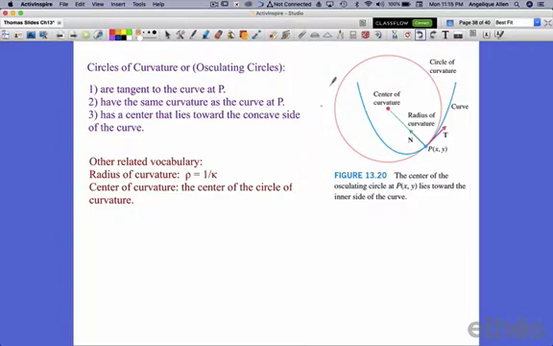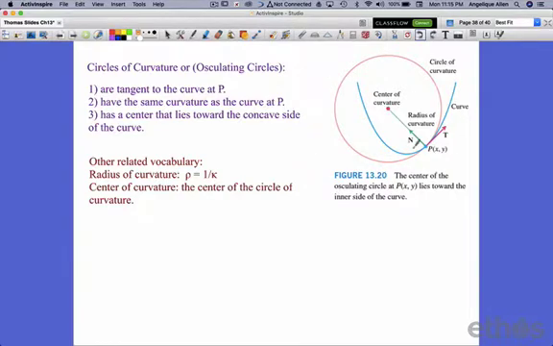And then we draw a circle that is tangent to this parabola that has the exact same curvature. So this circle, this red circle, the circle of curvature, is tangent to the parabola at point P and has the same curvature at point P as the curve does. And the center of the circle lies on the concave side of the curve, okay, so in the direction of the unit normal vector. It's going to be the same direction as that. So this length is going to end up being the radius of curvature, and the center of curvature is the center of that circle of curvature.